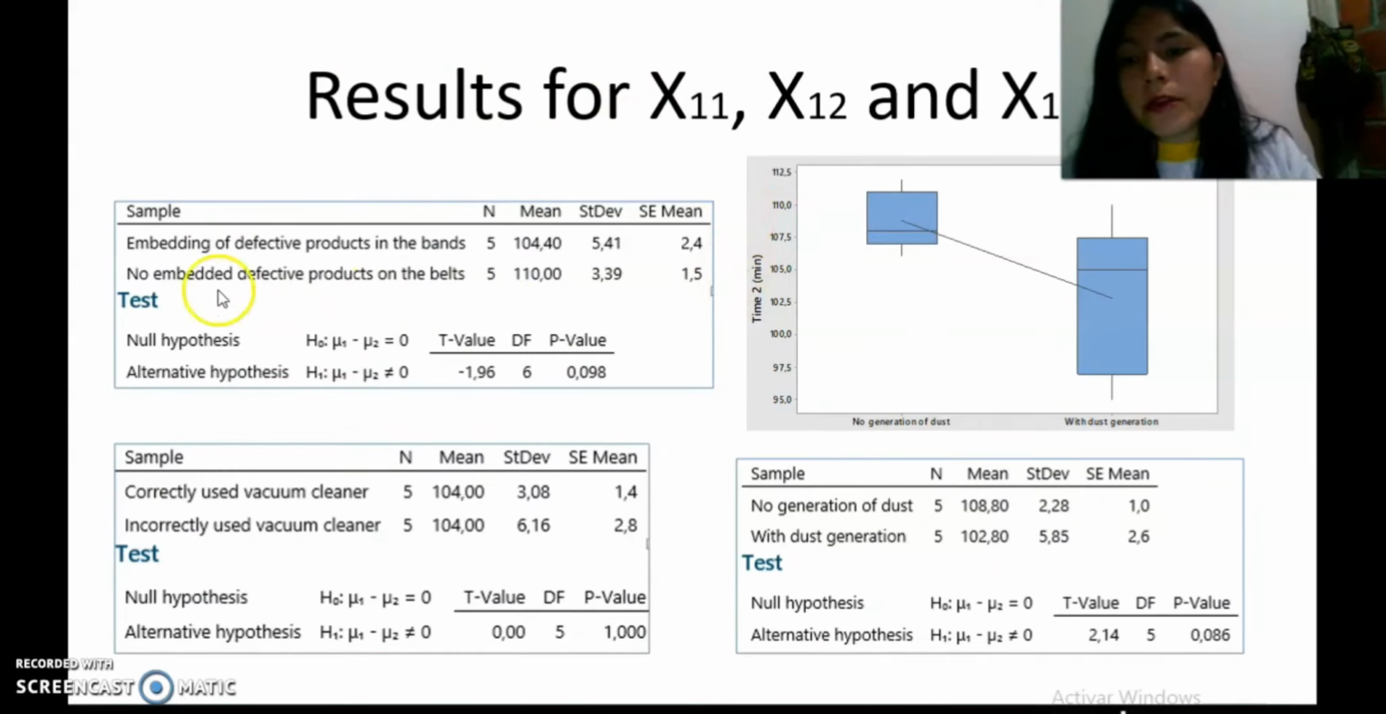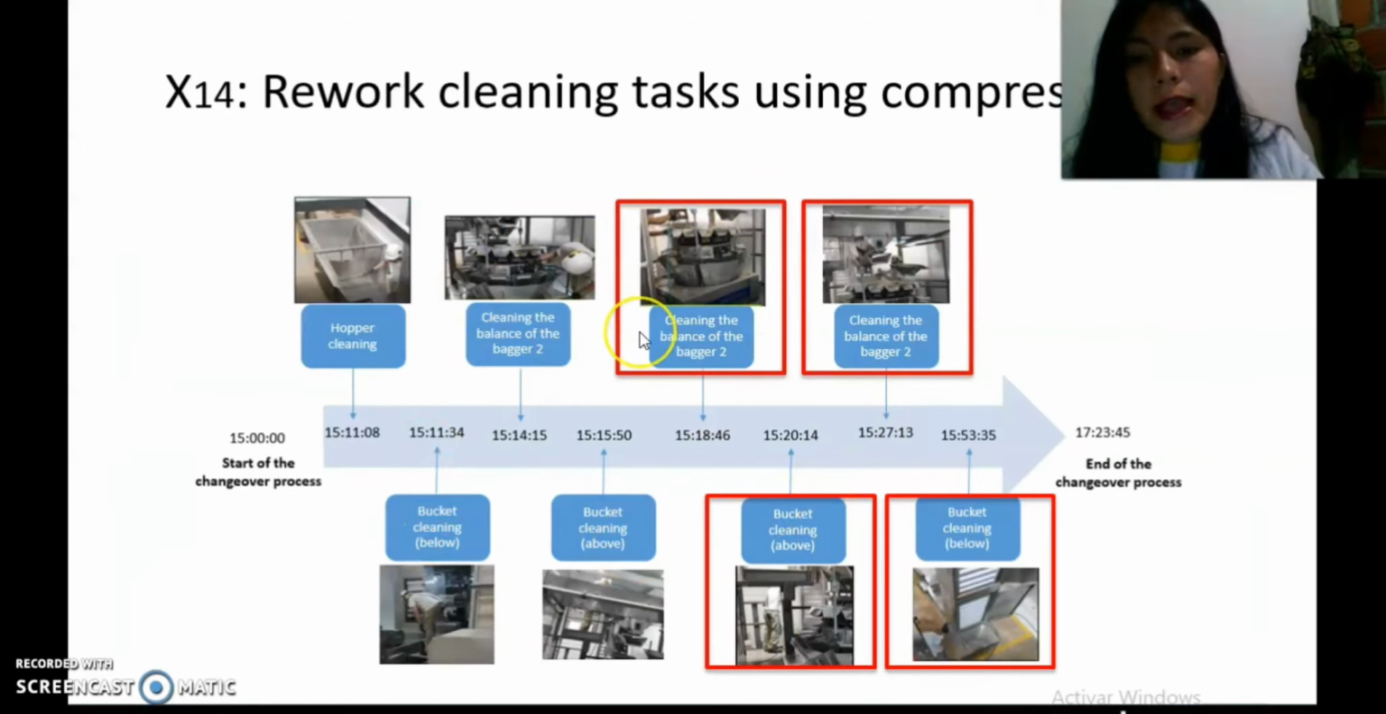For these 3 variables, a t-test was made where the p-value is greater than 0.05. Therefore, the null hypothesis is not rejected. That means all these variables are insignificant. For this variable, a process timeline is used, and we can observe that the compressed air is used several times. For this reason, we choose this variable as significant.